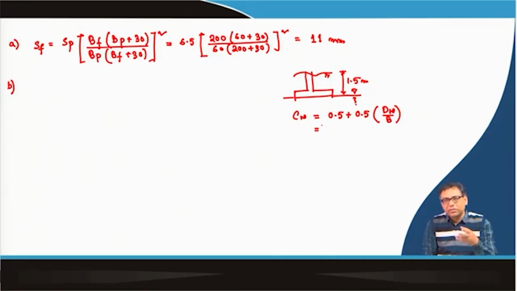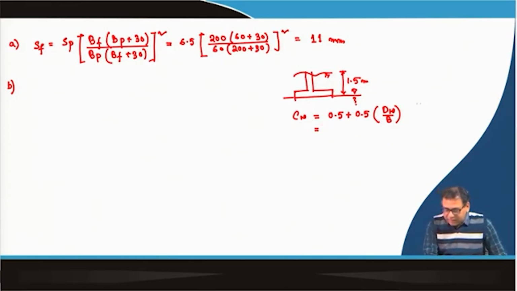Okay. But here I am taking the IS code, because it will give me a safer design, as the correction factor of 0.5 is the lowest correction factor. That means your bearing capacity will be reduced by 50% or the settlement will be increased by 2 times. That is why I am taking the IS code, but you can take the other one also. Here I have taken the IS code recommendation.